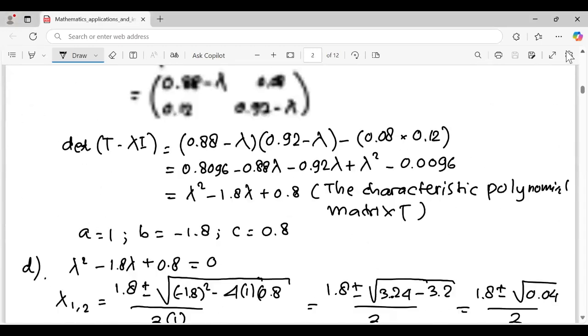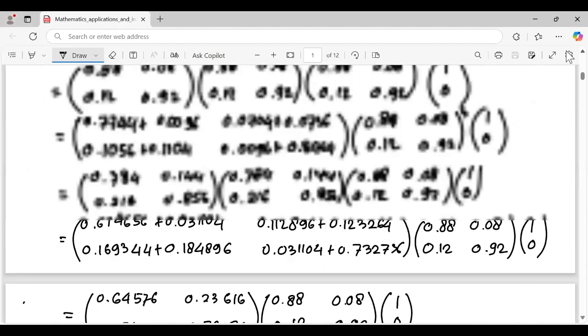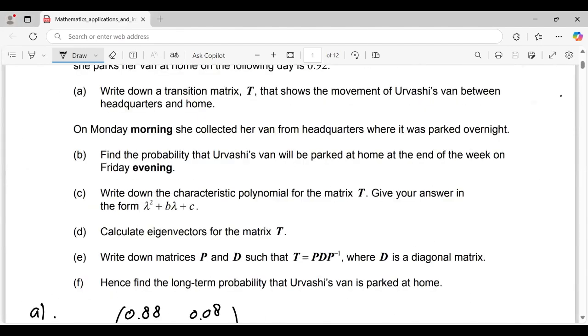Next question. E. Write down matrices P and D such that T equals P multiplied by D multiplied by the inverse of P, where D is a diagonal matrix.